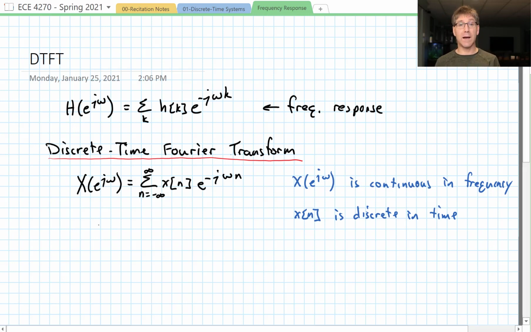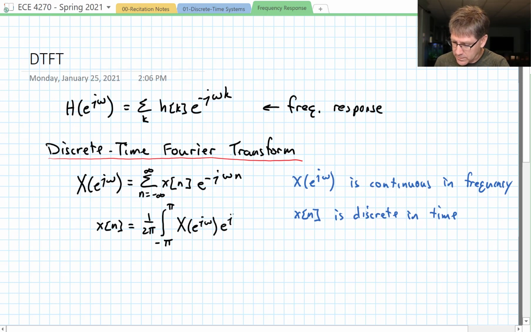Now, how do we go back? Once we've found our frequency response, if you will, or our DTFT of a signal x, how do we go back and get the time signal? Well, there are two ways really. The first is by this equation. So far we've developed everything kind of from first principles, and now I'm just throwing this at you and telling you that that's the way the world is. We'll go through a demonstration and show that this is the case.